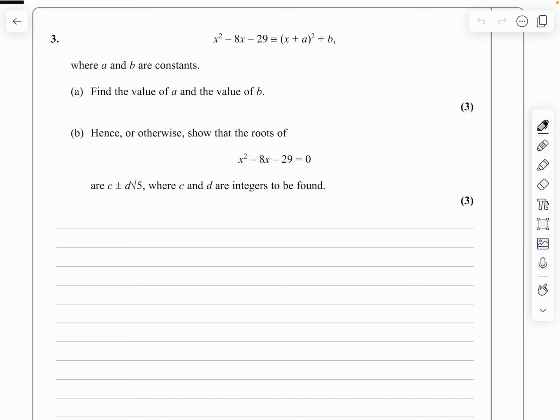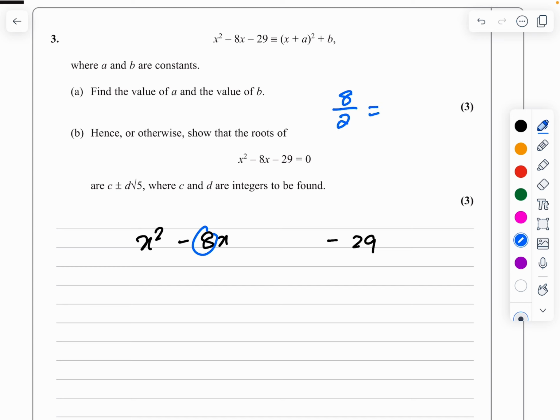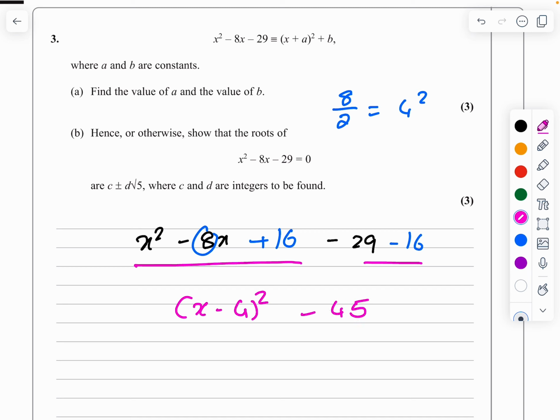So the first question, it says find the values of A and B. It's a completing the square question. So therefore x squared minus 8x minus 29. So we can see that this is 8. 8 divided by 2 is 4. So 4 squared. Add 16, subtract 16. Then these three terms will become (x minus 4) whole squared, and minus 16 minus 29 is negative 45. So what are the values of A? A equals negative 4 and B equals negative 45.